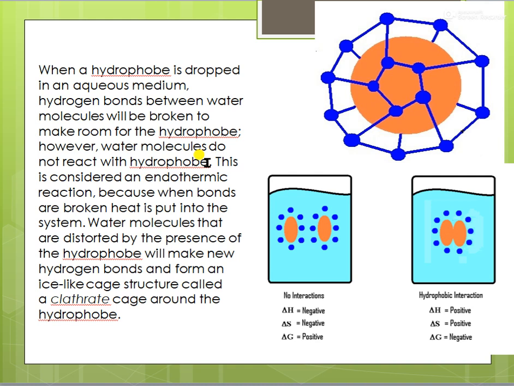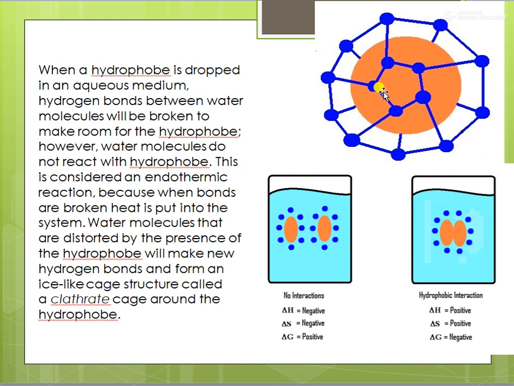So when a hydrophobe is dropped in an aqueous medium, the hydrogen bonds between the water molecules will be broken to make room for the hydrophobe. And see, this is what is happening around a hydrophobe. Around the hydrophobe there is water, and around that there are hydrogen bonds also. The hydrogen bonds within the water are broken, and the water molecules do not interact with the hydrophobe, and this is considered an endothermic reaction.